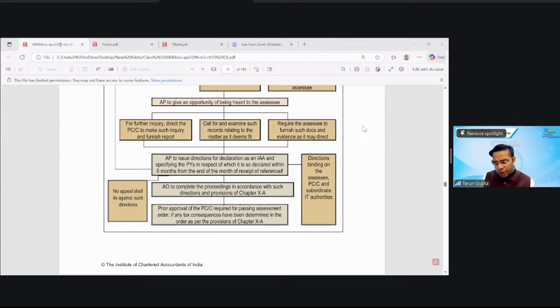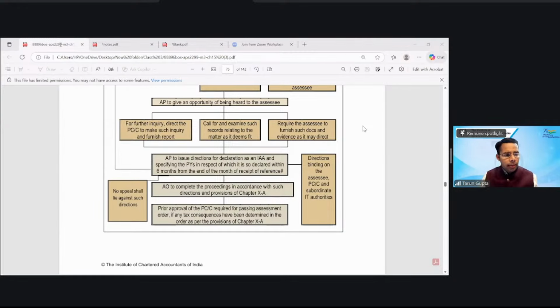Okay, so Sanjay ji is asking about impermissible avoidance arrangement. This is another topic, and here we are only discussing the manner in which an arrangement is declared as an impermissible avoidance arrangement. There are clear provisions you will study in another chapter where the law discusses in detail what happens when an arrangement is declared as impermissible avoidance.